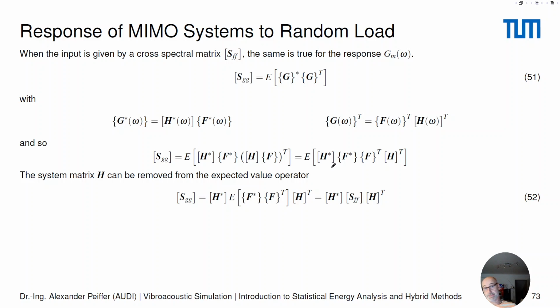The H matrix has no random change, so that means we can remove this from the expected value operator, and if we do so, the equation would look like this. And now again we have our expected value formulation for the cross-spectral density of the excitation, and this would exactly look like this. So we have a triple matrix multiplication to get the multi-input, multi-output system response to a random load.